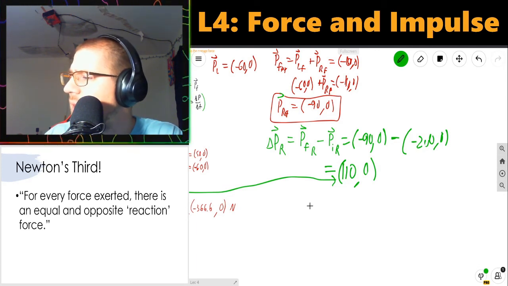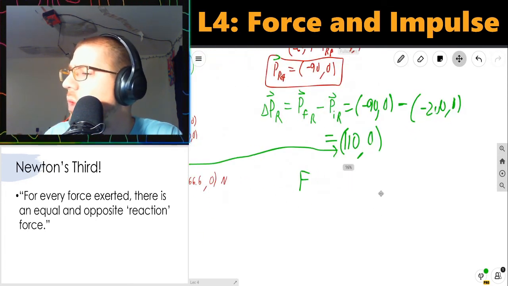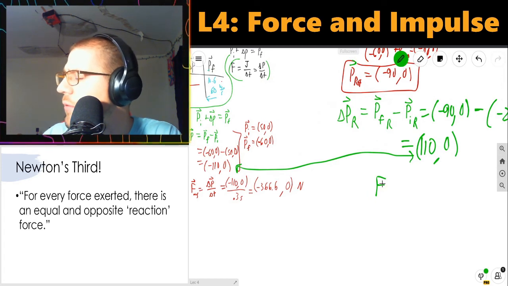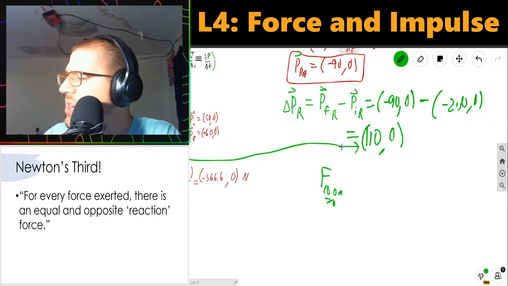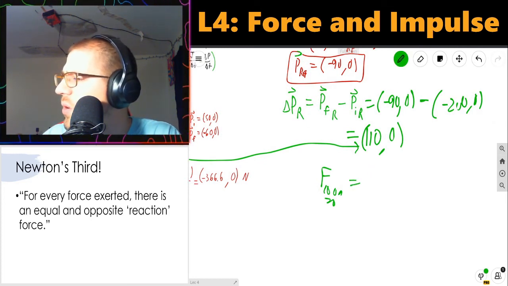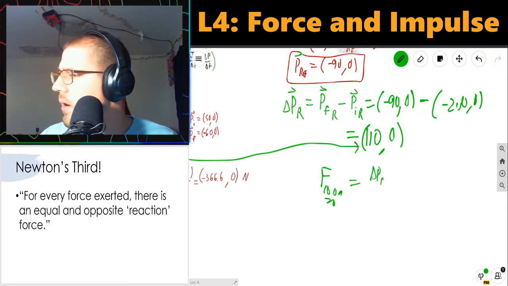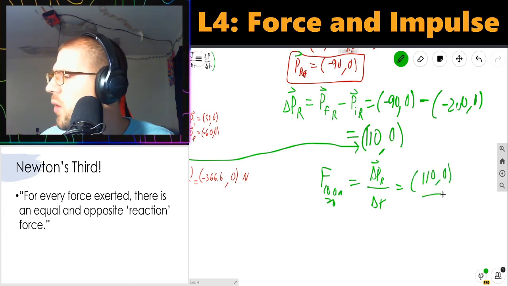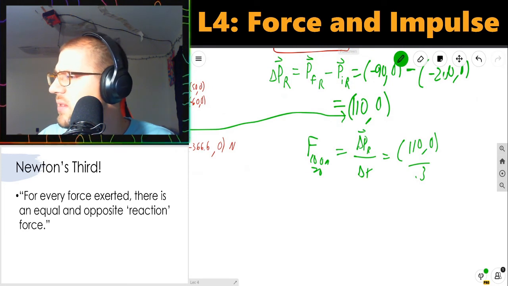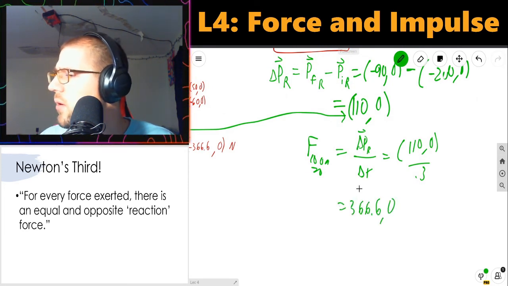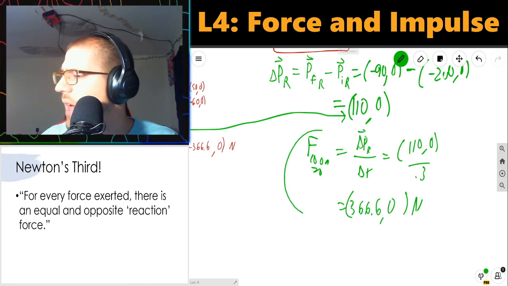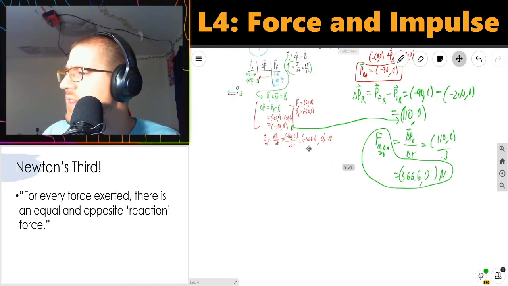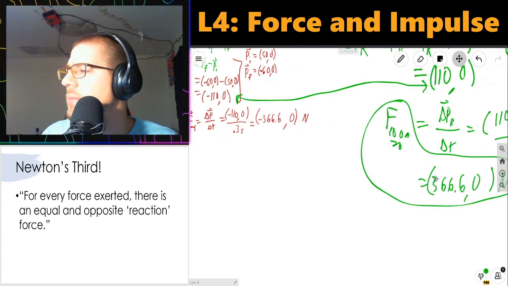So the force of the 10 kilogram asteroid on the 20 kilogram asteroid will be the same but in opposite directions. So the force of 10 on 20 is just going to be the change in momentum of the right asteroid, delta P R, over delta T, which is again 110, comma 0 over 0.3. It is 366.6, comma 0 newtons. In other words, it is an equal and opposite force. It's the same size, but it points in the opposite direction.